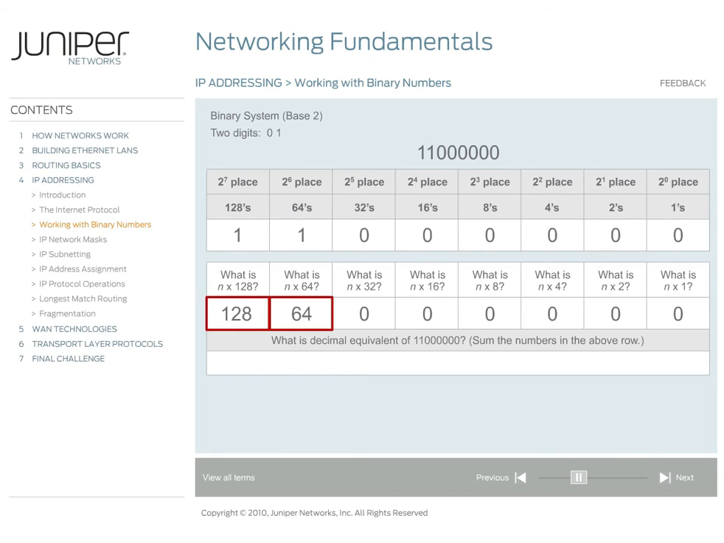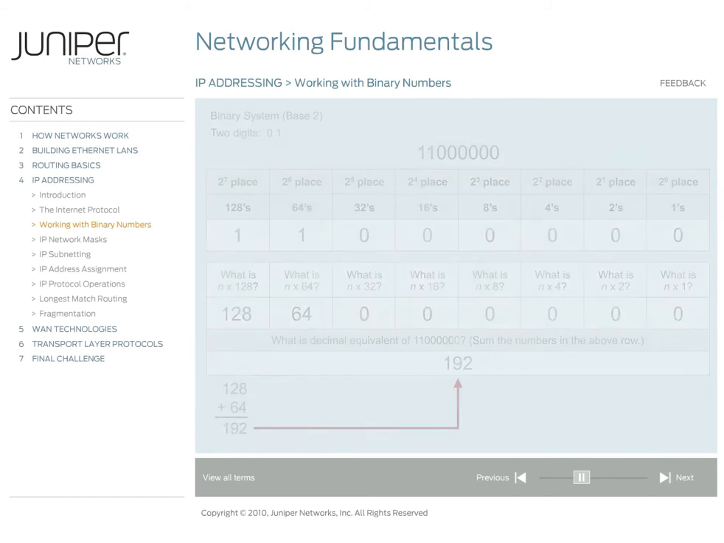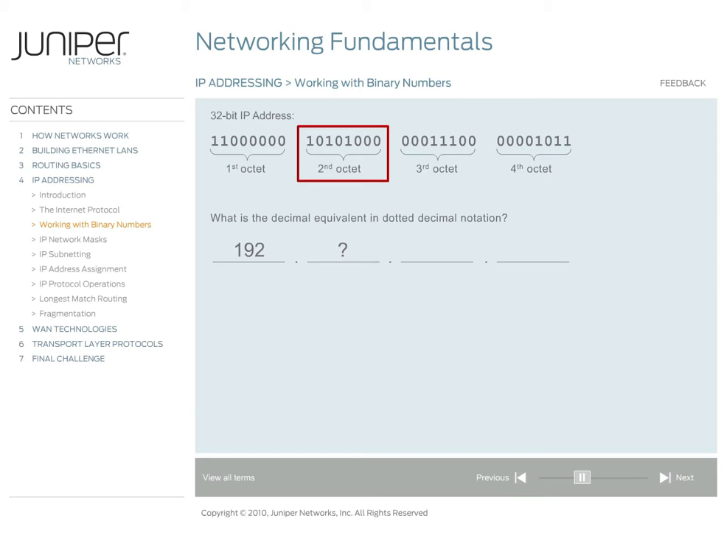Here you see that only the 128th place and the 64's place are turned on, because these bits are set to a 1. All others are turned off or set to a 0. By adding 128 and 64, we discover that 192 is the decimal equivalent of the binary number. Now let's determine the decimal equivalent of the second octet.